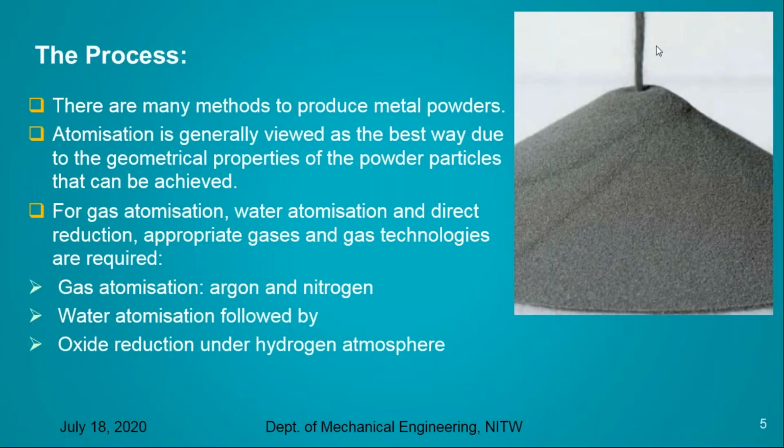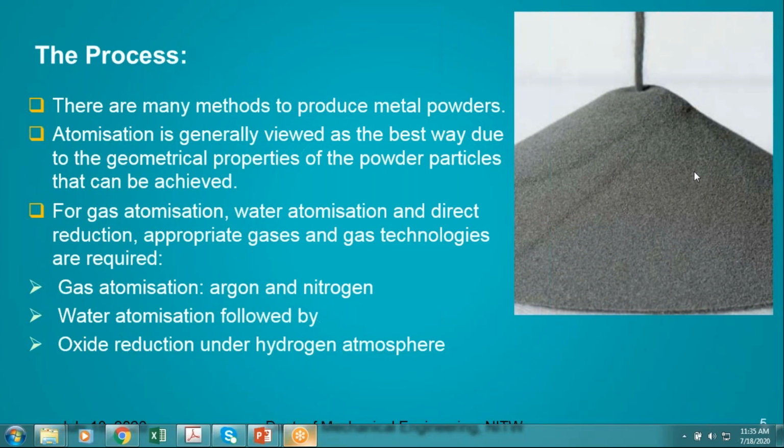Coming to the processes suitable for additive manufacturing powders, there are many methods which I have told you. Atomization is generally viewed as the best way due to its geometrical properties. This is the best process to use for powder production for additive manufacturing, because we get very good geometrical properties. The sphericity of the powder is very good in this atomization process.